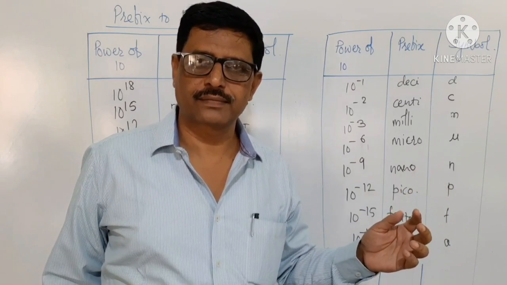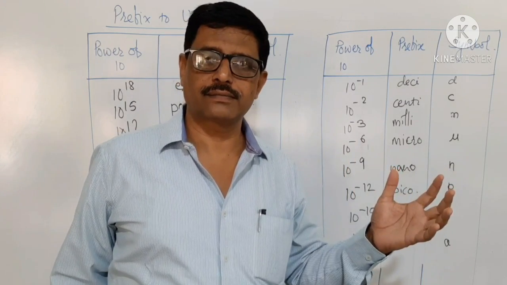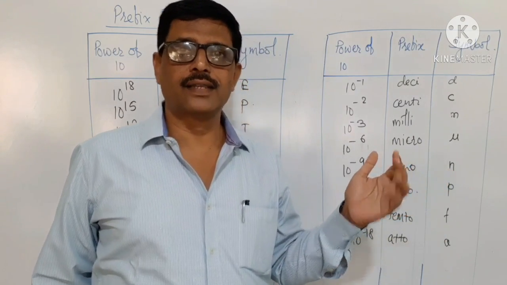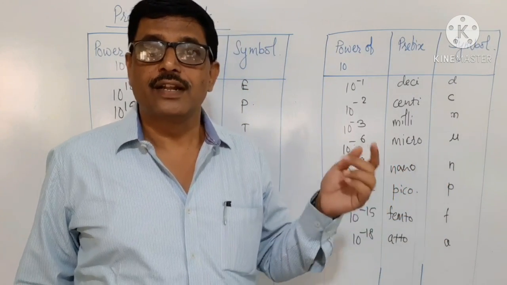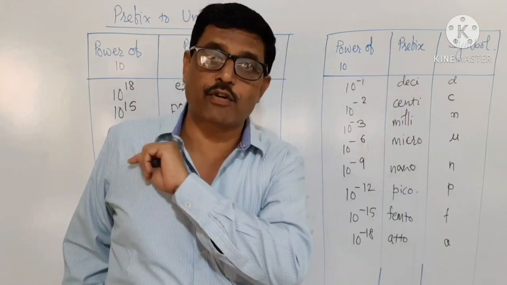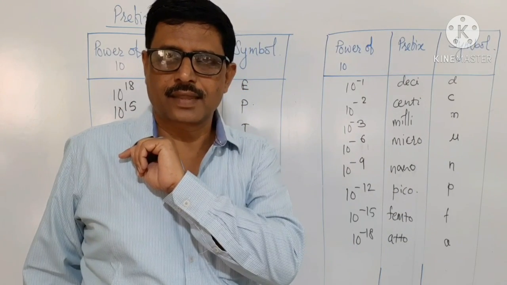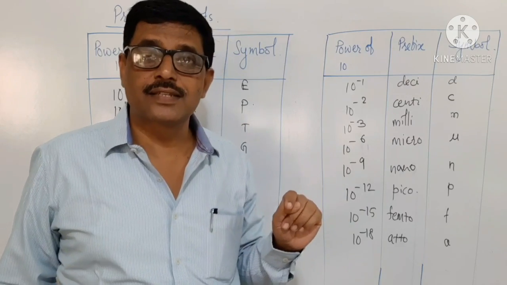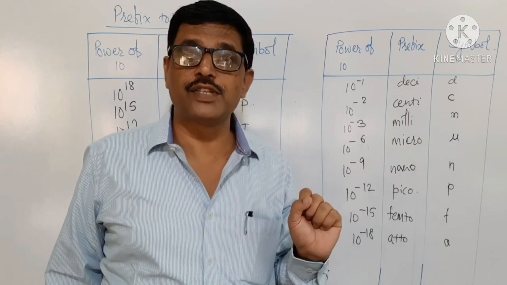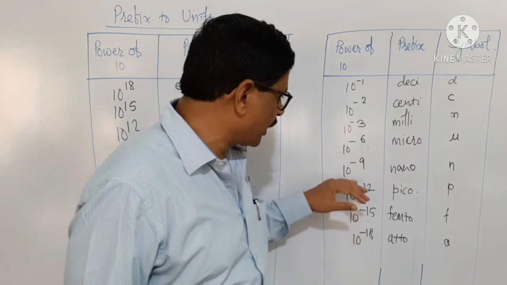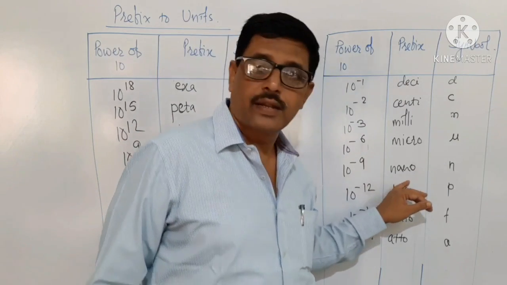Nanotechnology. Nanometer. 400 nanometer is the wavelength of light. What it means is that it is 400 into 10^-9 meter. The wavelength of light is 800 nanometer. What it means is that it is 800 into 10^-9. Therefore 10^-9 comes for nano.